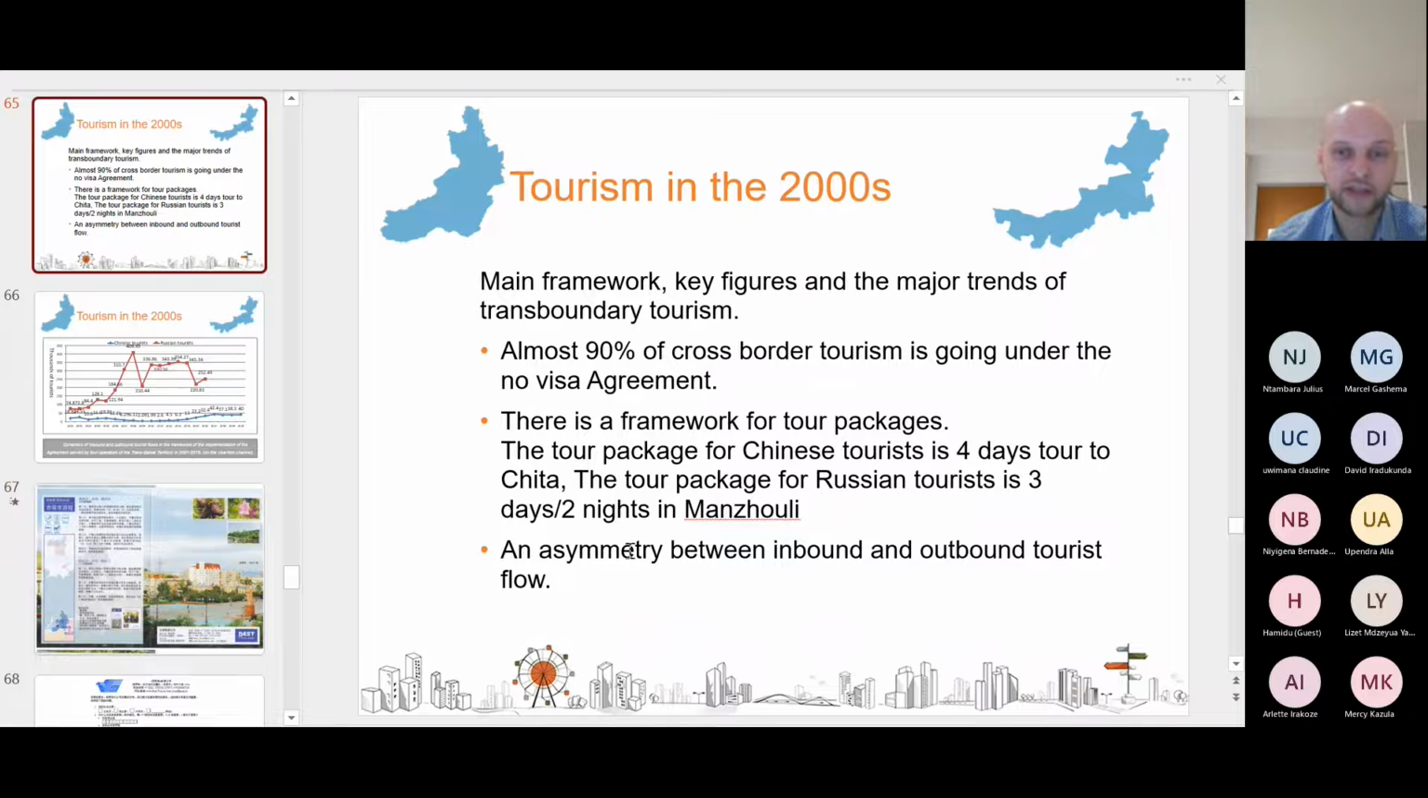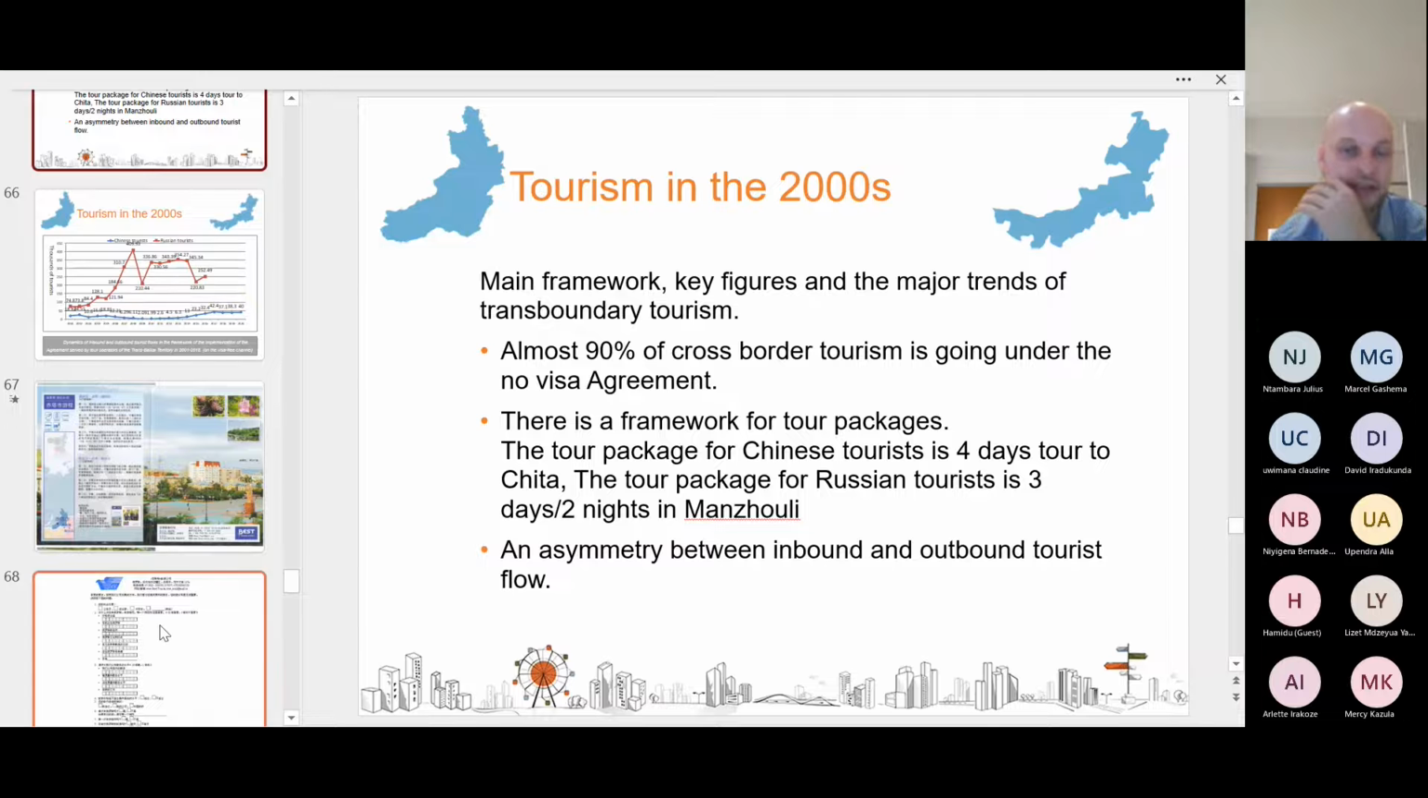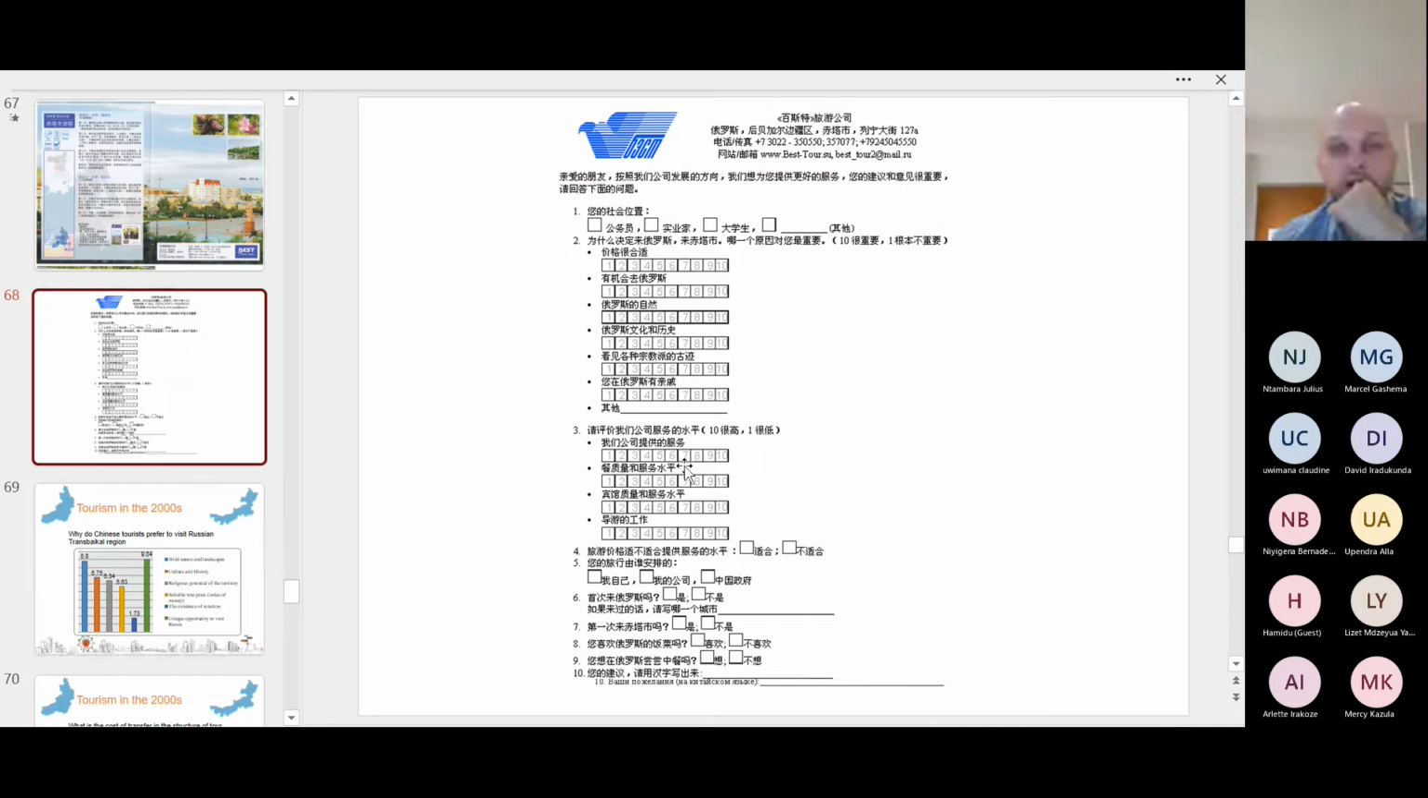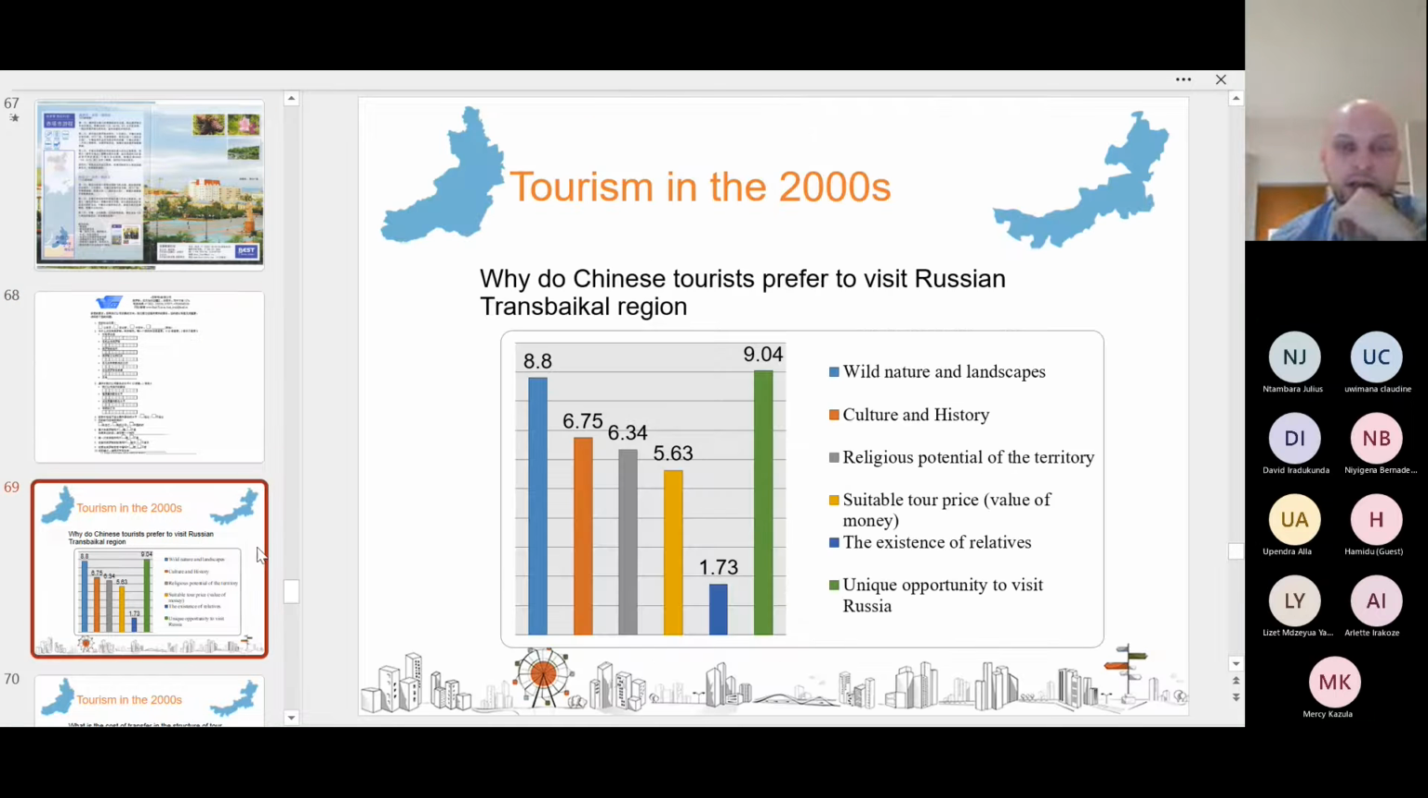The main factors of attractiveness for Chinese tourists are nature and landscapes, and for Russian tourists, shopping facilities. So we organized a survey, and we collected the answers for 5 years in a row, from 2011 till 2016. Here are the results. So the wild nature and landscapes, this factor took the first position. And there is one. Yes, the first position is given to the unique opportunity to visit Russia.